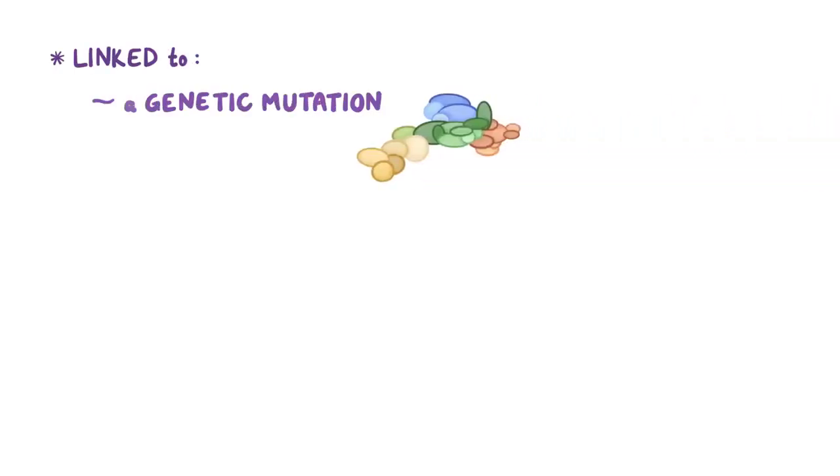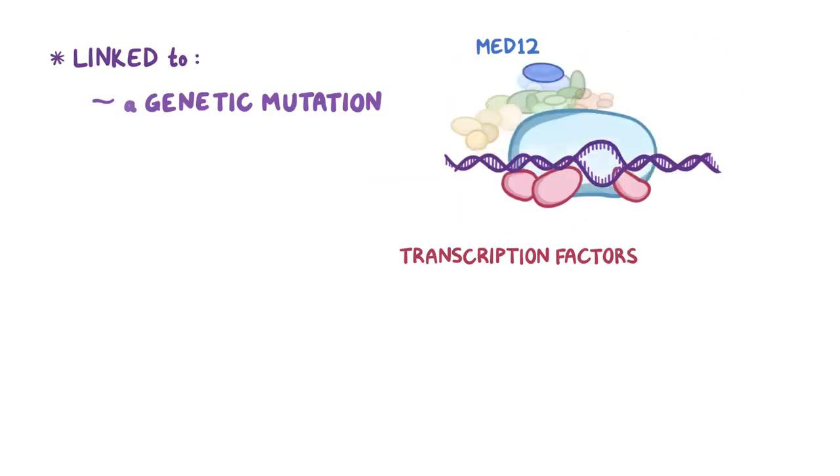Fibroids are sometimes linked to a genetic mutation, with the most common being a somatic mutation with the mediator complex subunit 12, or MED12 gene. Mediator complex subunit 12 is a part of a group of proteins that control gene activity by regulating how transcription factors bind to RNA polymerase II.